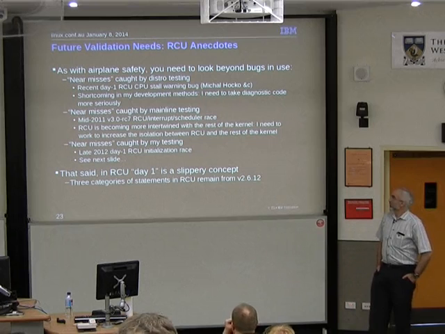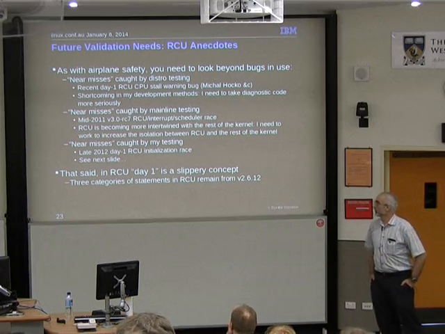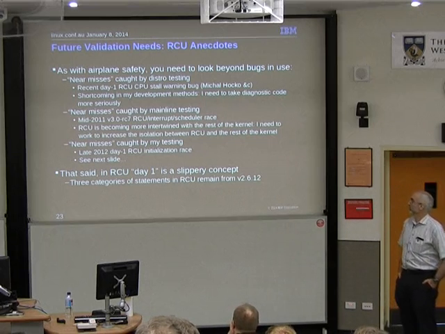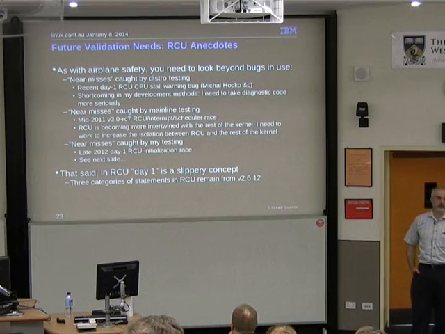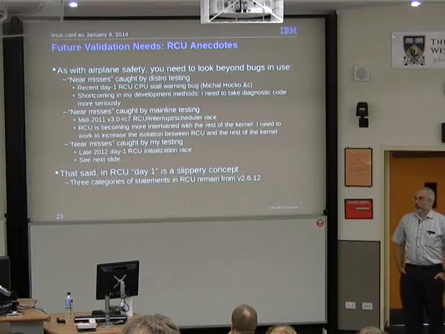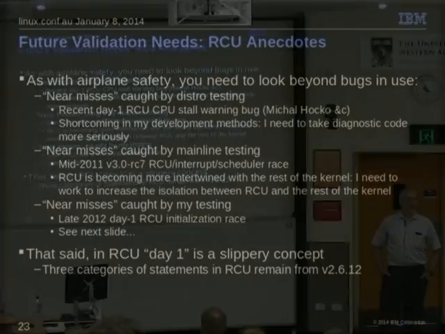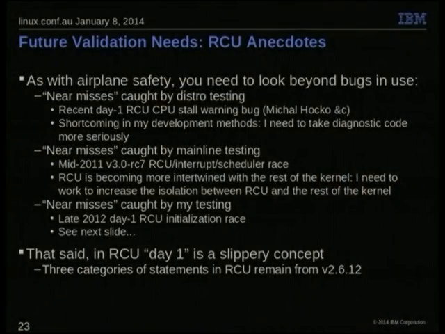Another near miss was caught by mainline testing. This was a fun and exciting one in 3.0-rc7, with a race between RCU, the interrupts, and the scheduler. And the problem is that I had allowed RCU to become more entwined than it had to be with the rest of the kernel, which meant that small changes in other parts of the kernel had an outsized effect on me. And one of the things that I need to continue going forward is to make sure we maintain modularity so that we can avoid this sort of thing.